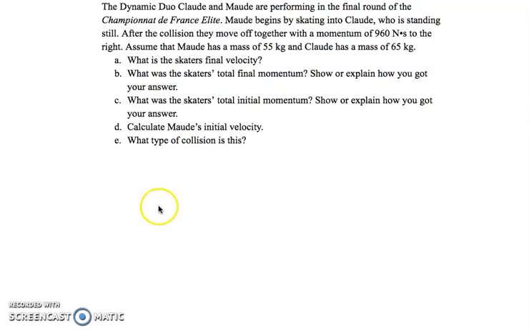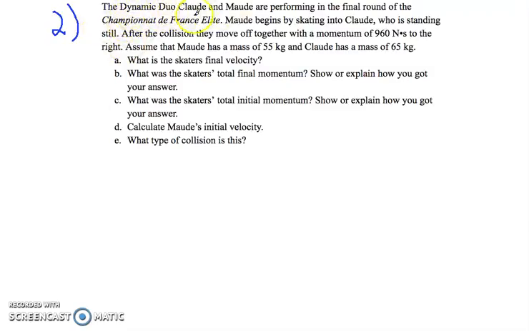Okay, in this video I'm going to be going through problem number 2 in the first momentum review. Make sure you have a copy of the problem in front of you while you're looking at this solution. So the problem is as follows.